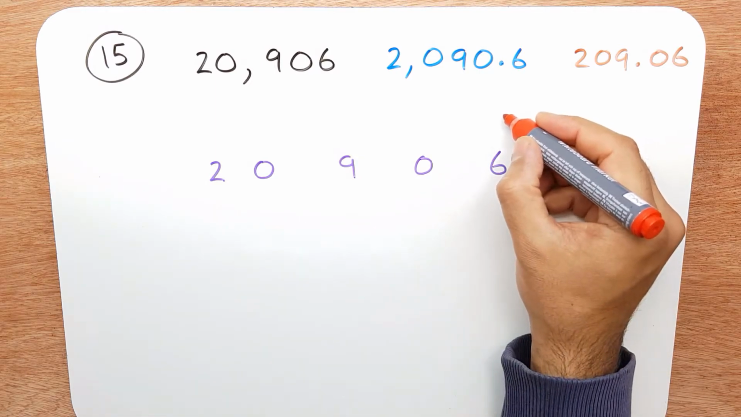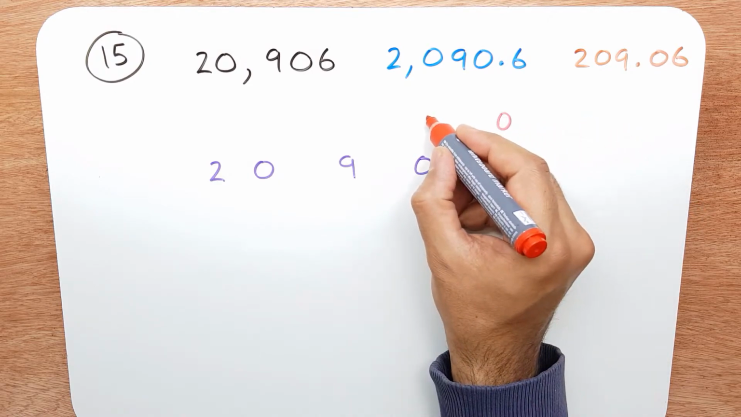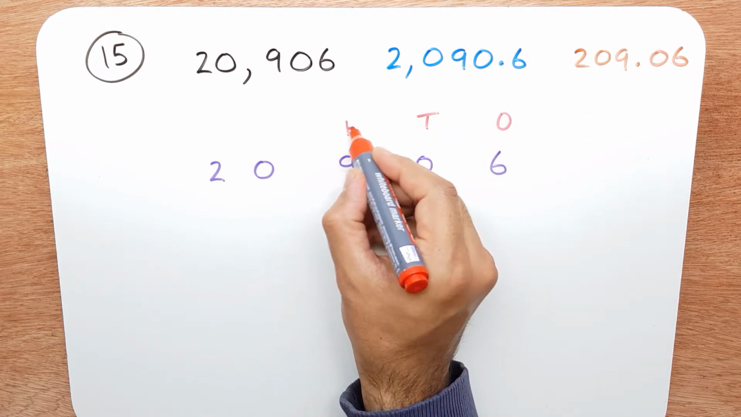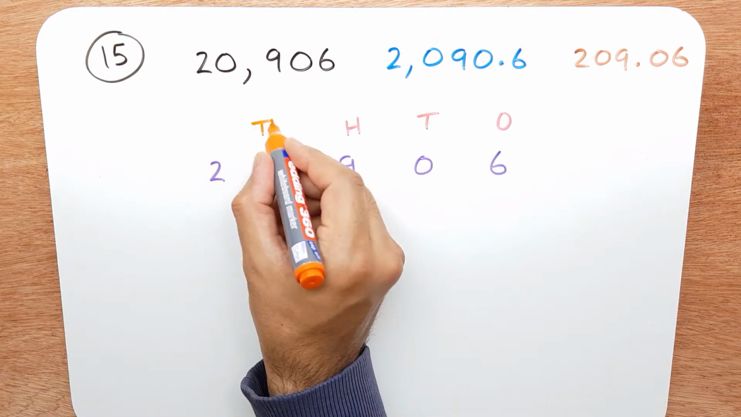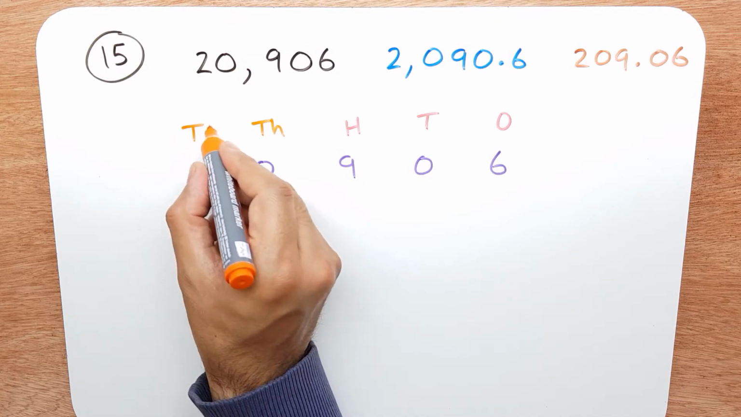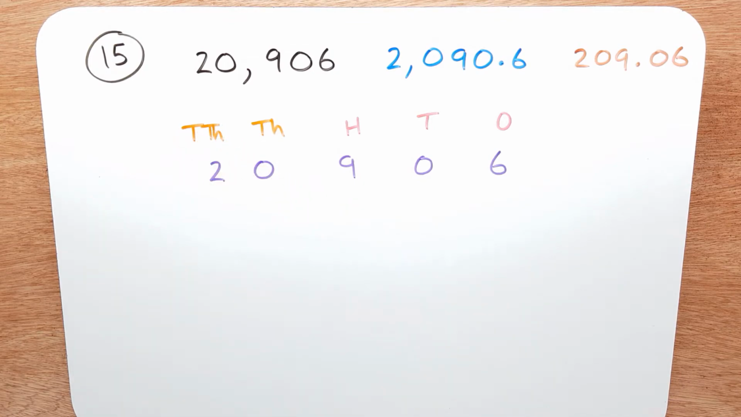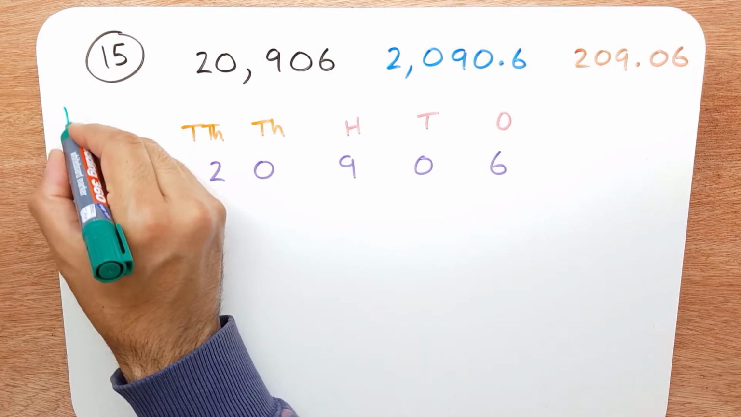So this is the units or the ones column. This is the tens column. And this is the hundreds column. This here is the thousands column. And this is the tens of thousands column. Now we need to round it off to the nearest 100.